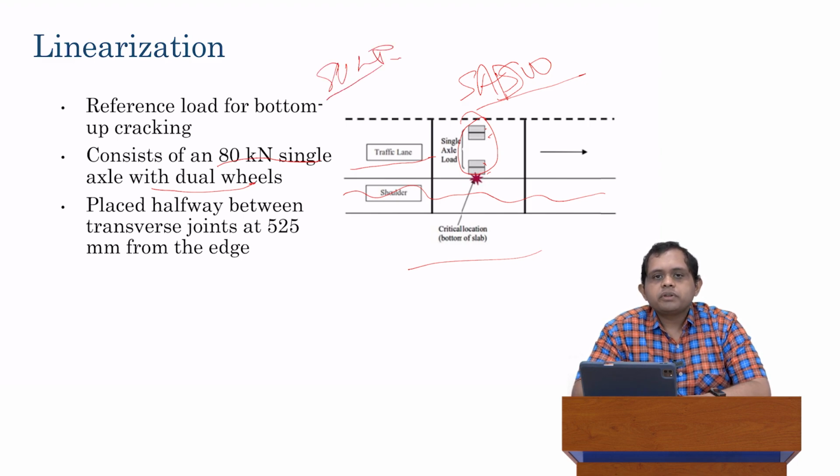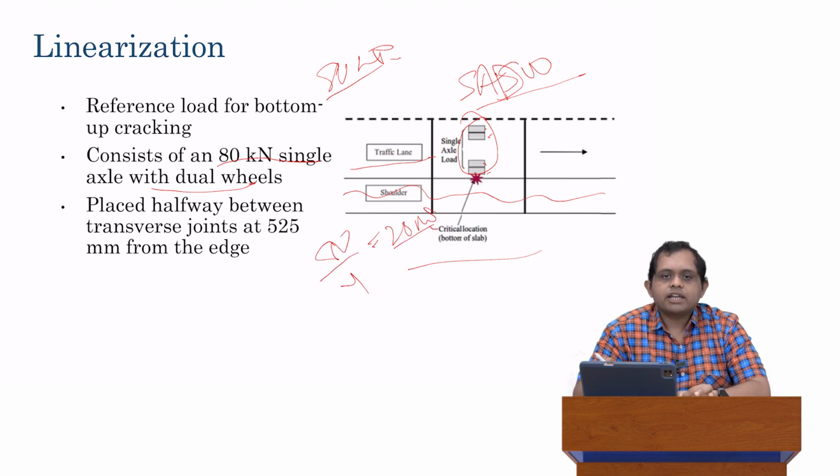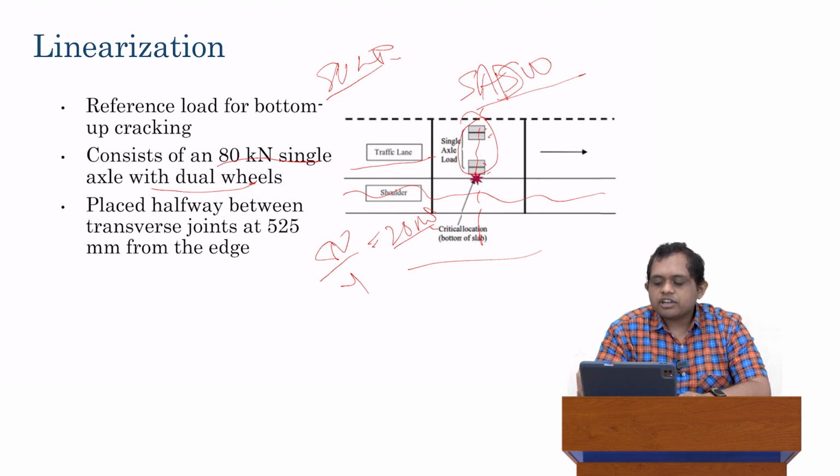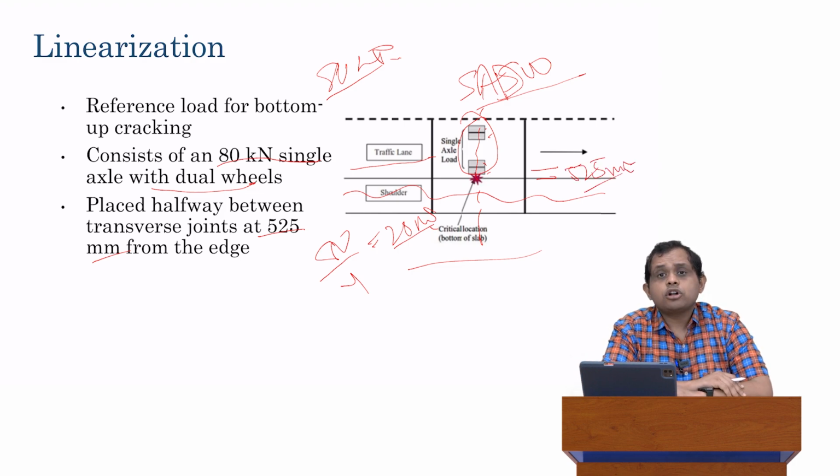If you go back 2 lectures previously, we had done this quick calculation. In that case, what is the load applied by each tire? Well, that's simply 80 divided by 4, that's 20 kilonewtons. So each tire is applying 20 kilonewtons. The total axle is applying 80 kilonewtons. And this is further placed as follows. It is placed in the longitudinal direction halfway between the transverse joints. So it's placed at exactly the middle of the slab, and in the transverse direction it is placed with a slight displacement of around 525 millimeters from the edge. So this is roughly 525 millimeters. Why this value, we will not talk about in today's lecture.